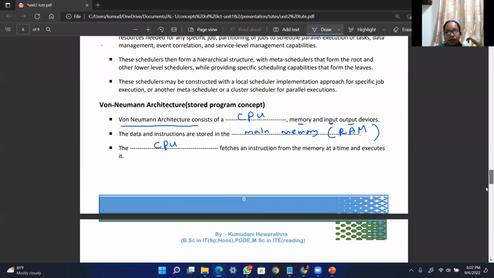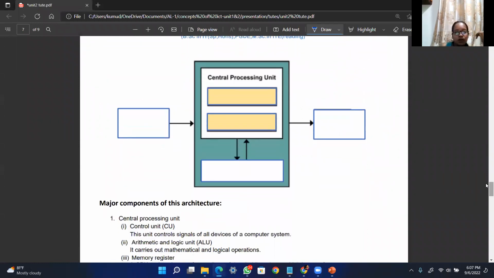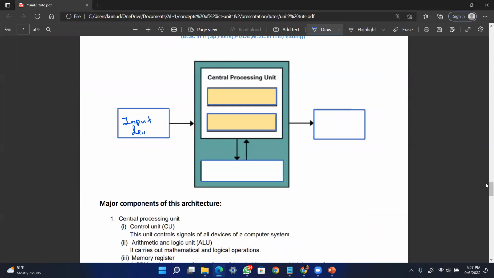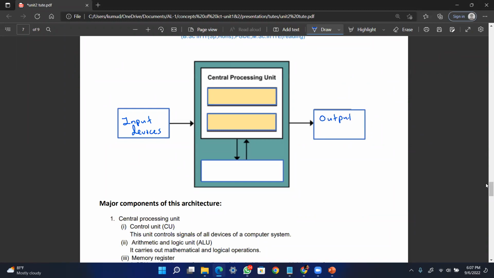Right. Then you have to fill this diagram. You have to start from input devices. Here, the last one, output devices. Right.